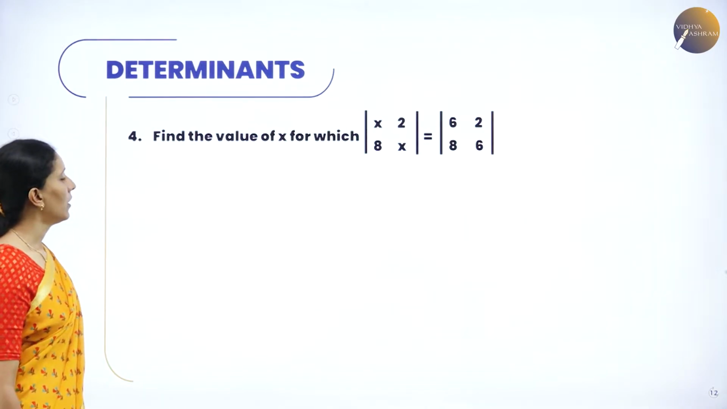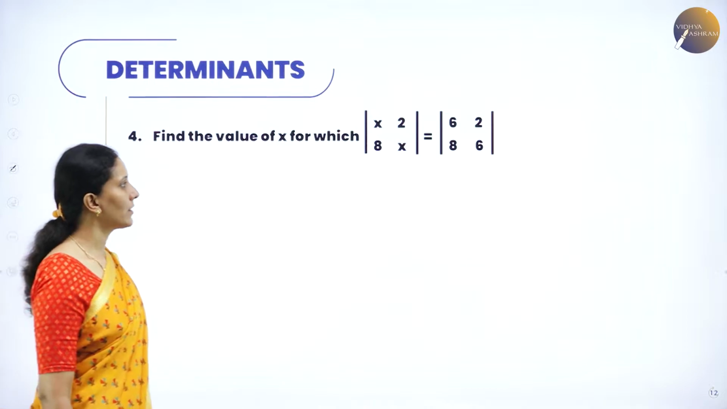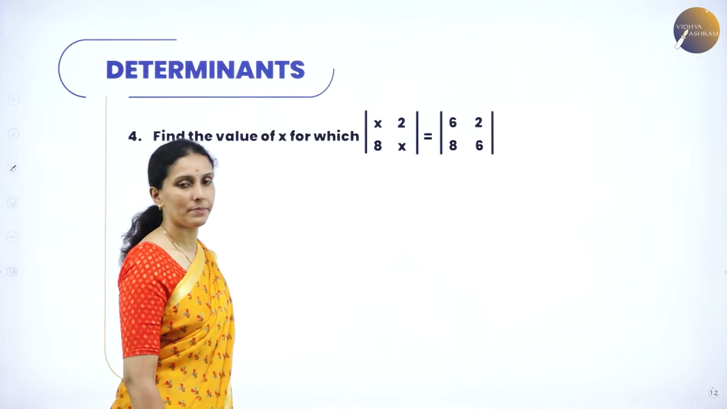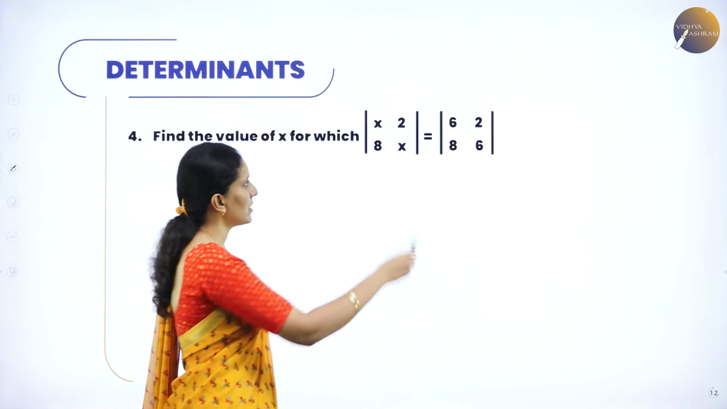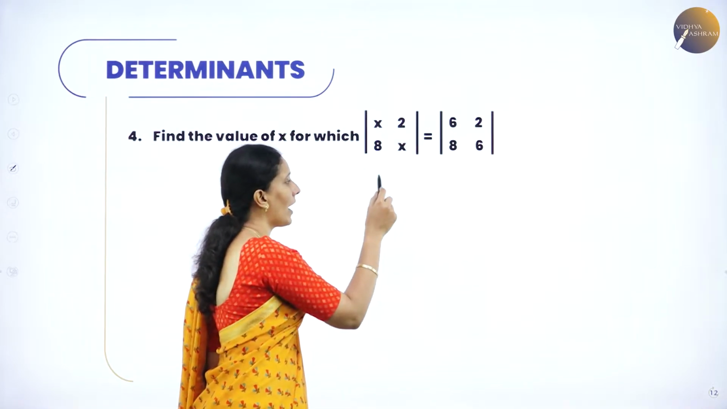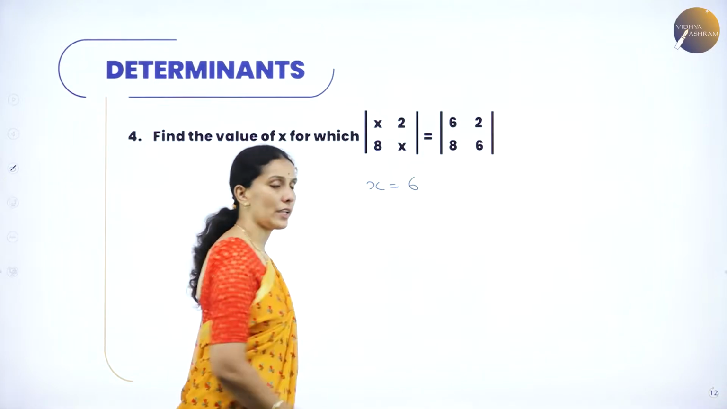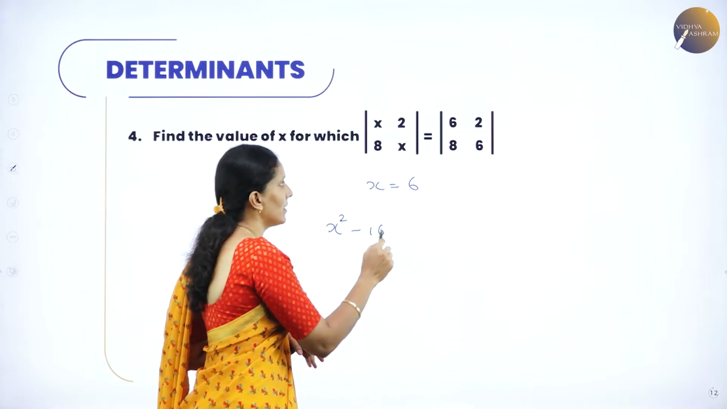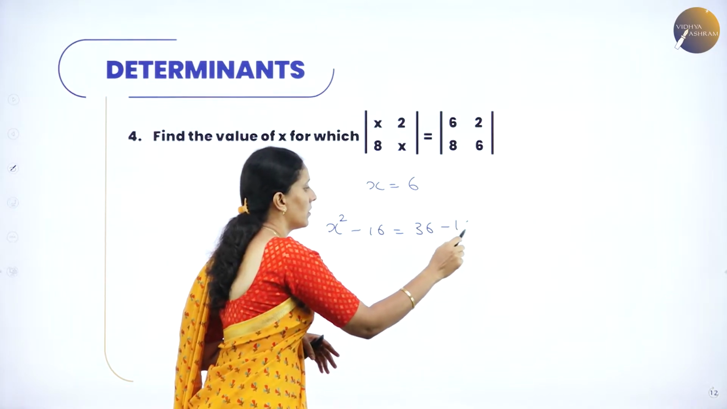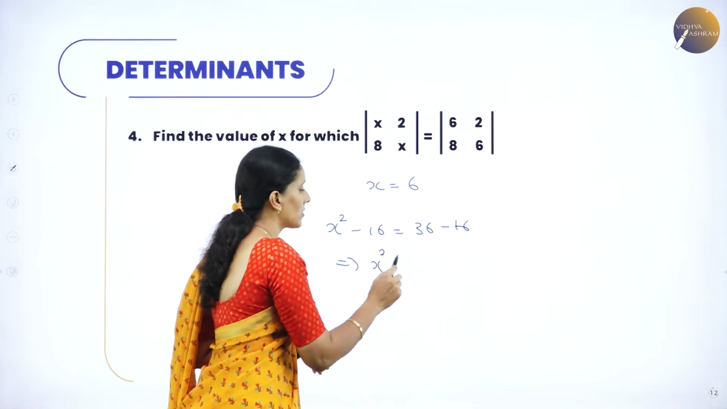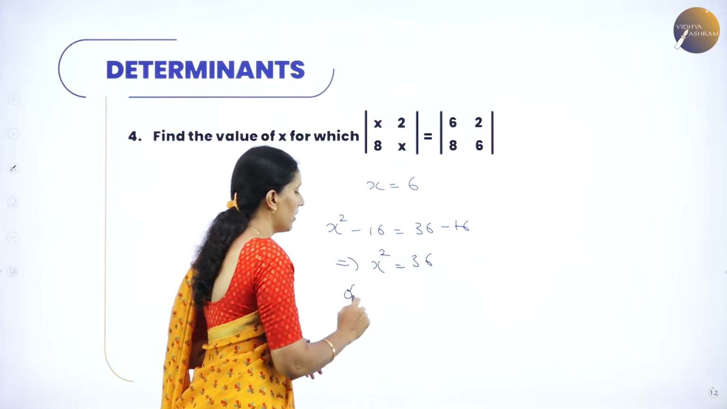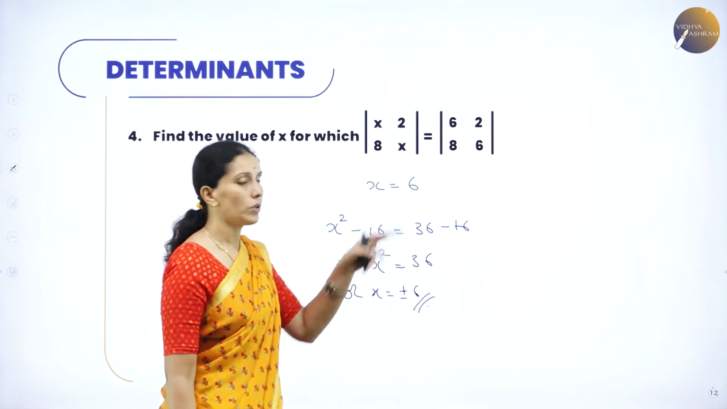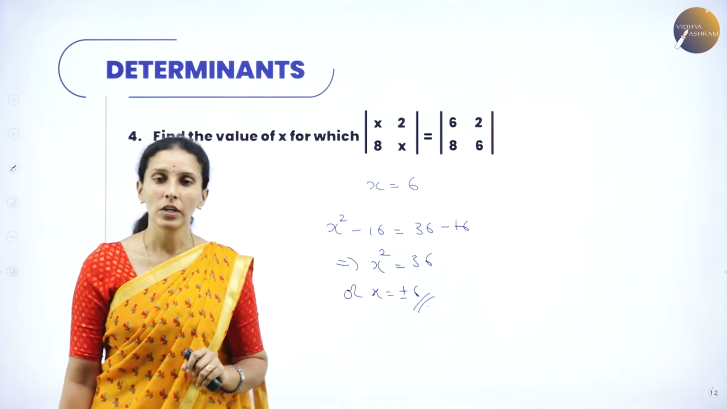Next one, find the value of x for which |x 2; 8 x| is equal to |6 2; 8 6|. So clearly from the given matrices, since here two elements are equal, directly we can write x is equal to 6. Or we can evaluate the value. So from this we get x square is equal to 36 or x is equal to plus or minus 6. But here clearly it is equal to 6. We can directly write x is equal to 6 here.